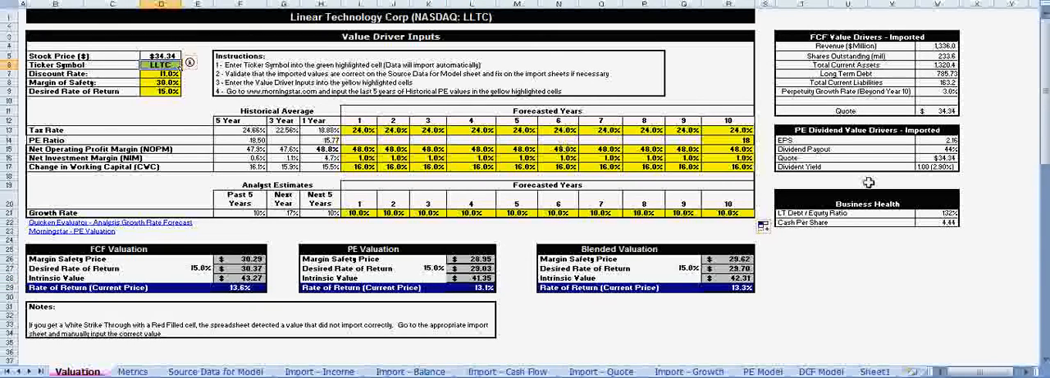Calculating the value of a stock is as simple as entering the ticker symbol. So in this case, let's enter WMT, which is the ticker symbol for Walmart. In a matter of seconds, all the financial information about this company is imported into the model. These values come directly off of the various financial statements and are used as part of the valuation model.